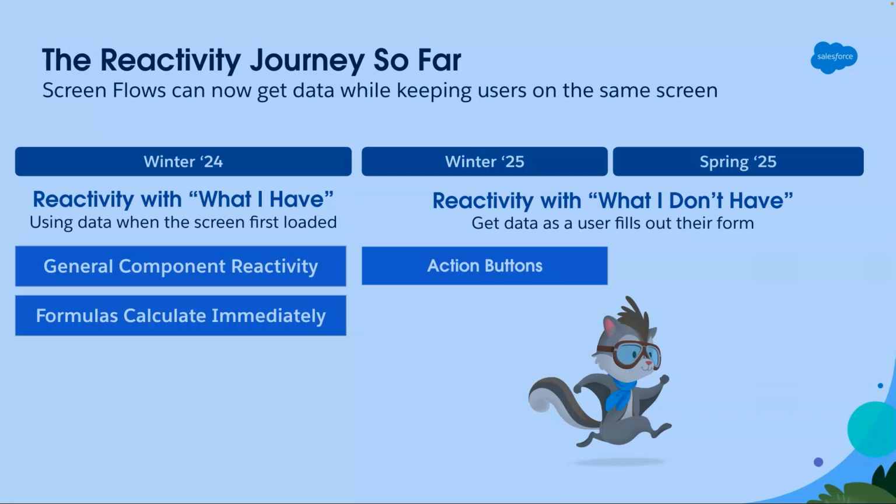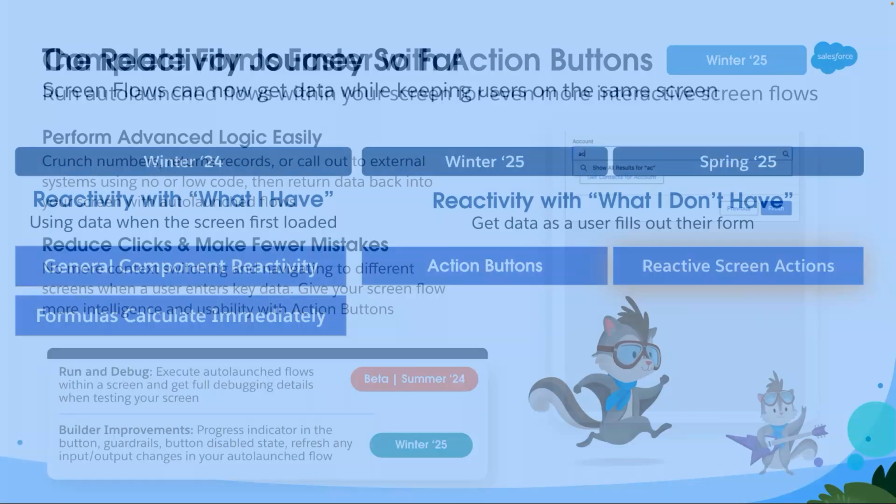But there was a bit of a challenge, right? A lot of times you're filling out a form and you need to get data based off of something that user's doing. So this release, Winter 25, we're releasing the action button, which allows you to place an auto-launched flow within the screen using a button, which I'll cover in just a moment. But what if you didn't want a button? Well, we're working on something as we speak called reactive screen actions, and I'm going to show you a little sizzle reel in just a moment.